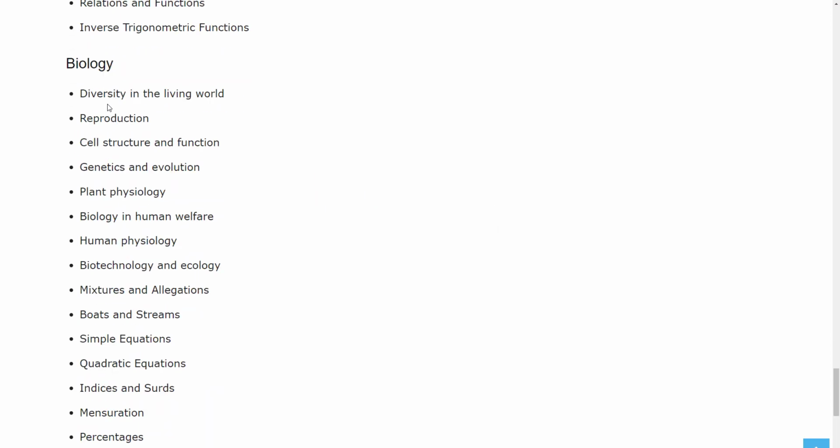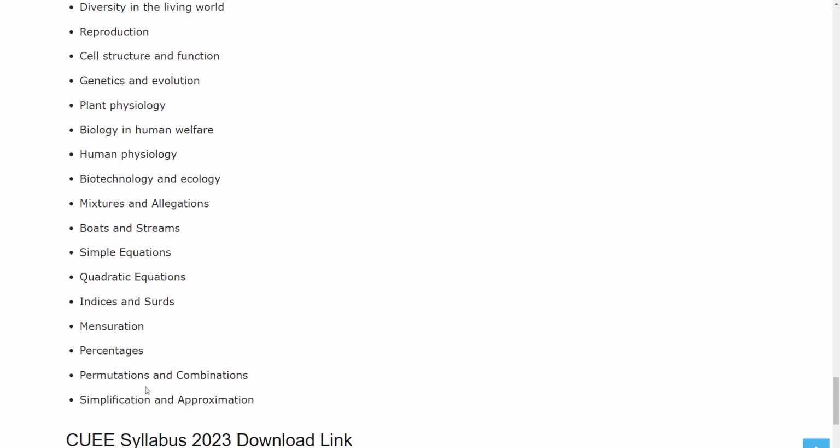From Biology, Diversity in the Living World, Reproduction, Cell Structure and Function, Genetics and Evolution, Plant Physiology, Biology in Human Welfare, Human Physiology, Biotechnology and Ecology, Mixtures and Allegations, Boats and Streams, Simple Equations, Quadratic Equations, Indices and Surds, Mensuration, Percentages, Permutations and Combinations, Simplification and Approximation.